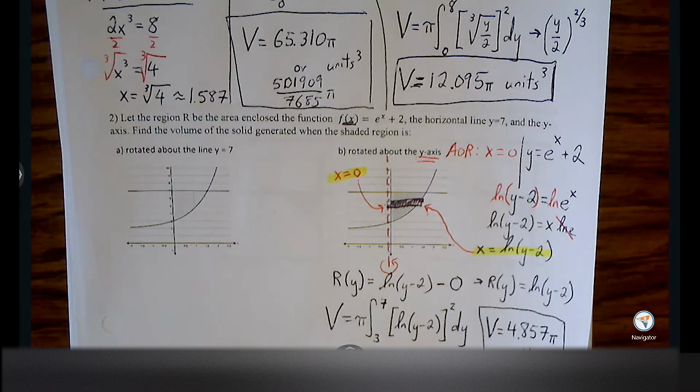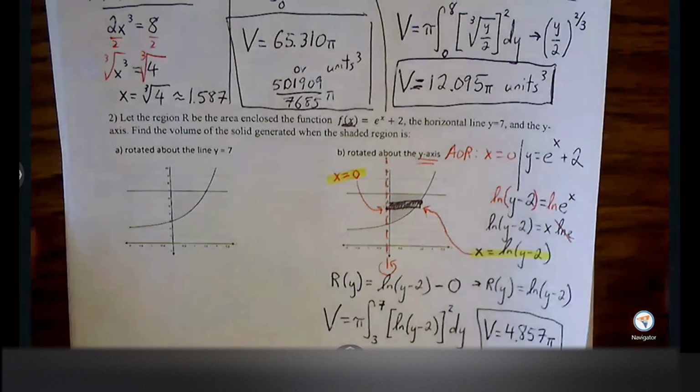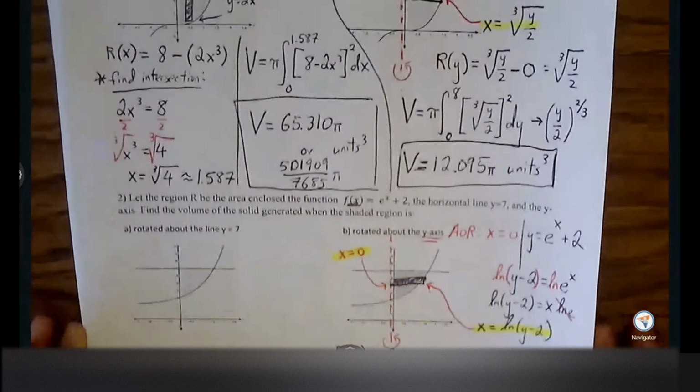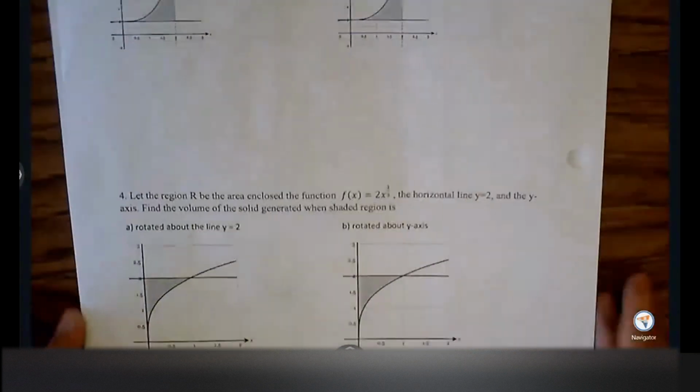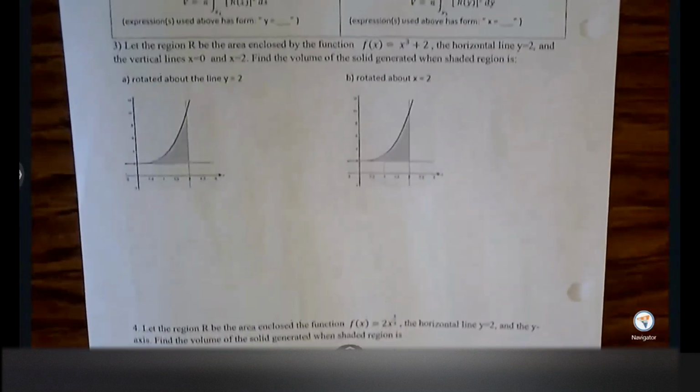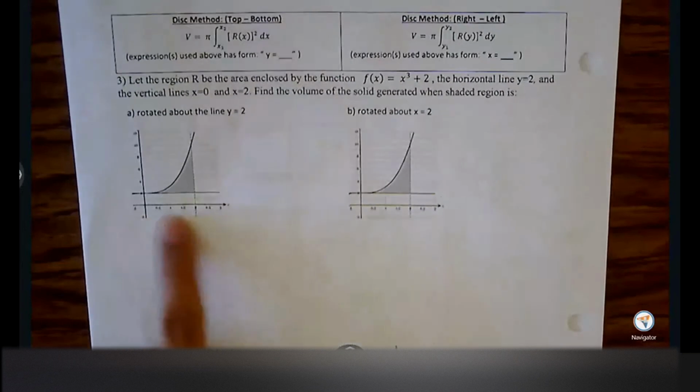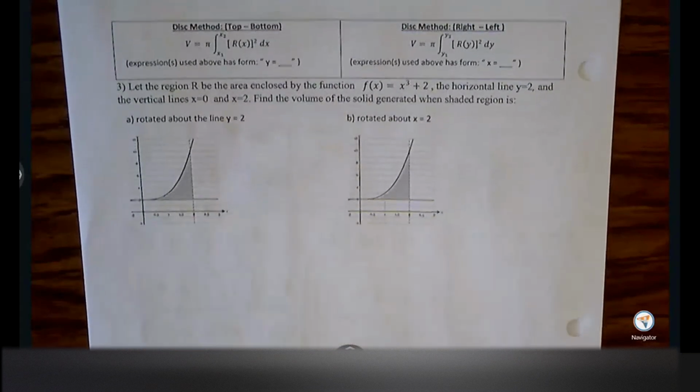Okay, so let's finish up with, let's just do part A of number 3. We'll do part A of number 3, and then we'll be done. Okay, so flip over. So this should be an easy one. Everything should be set up already for you. So let's just finish up with 3A.